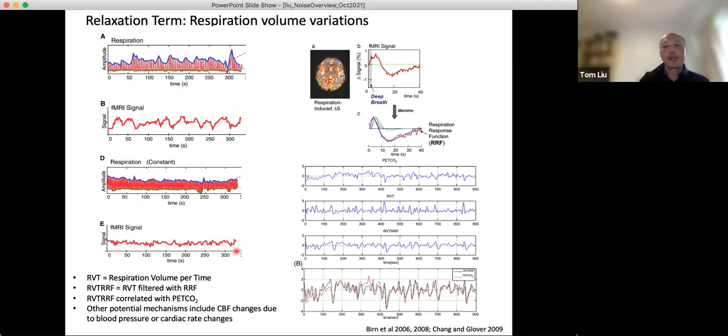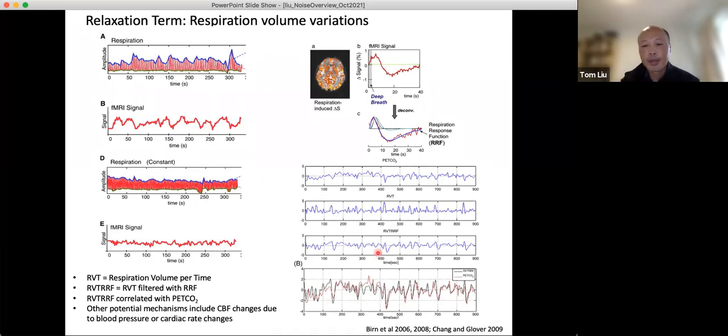Rasmus went on to characterize the response to a breath hold. This is what's known as the respiration response function, and it has this very classic up-down shape. This is a cued deep breath, but what he found was that it could be very useful to take your respiration signal, your RV signal, and filter it. That gives a much better agreement with the actual fMRI signal that was measured.